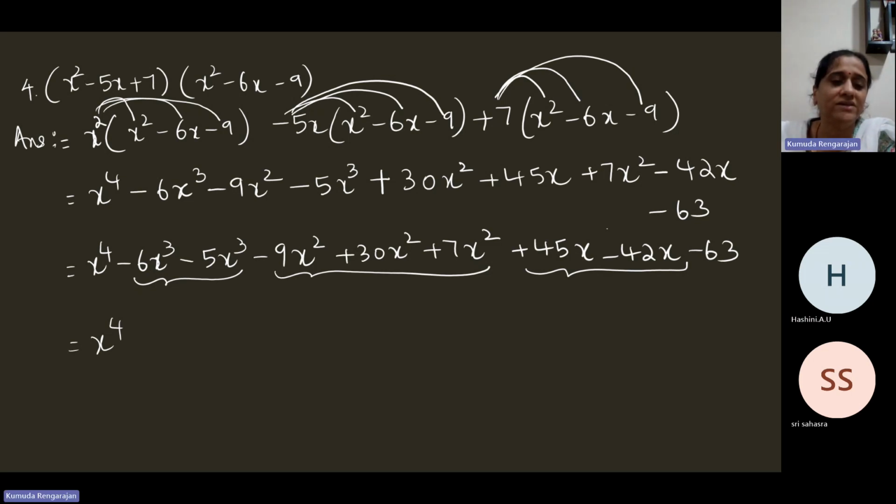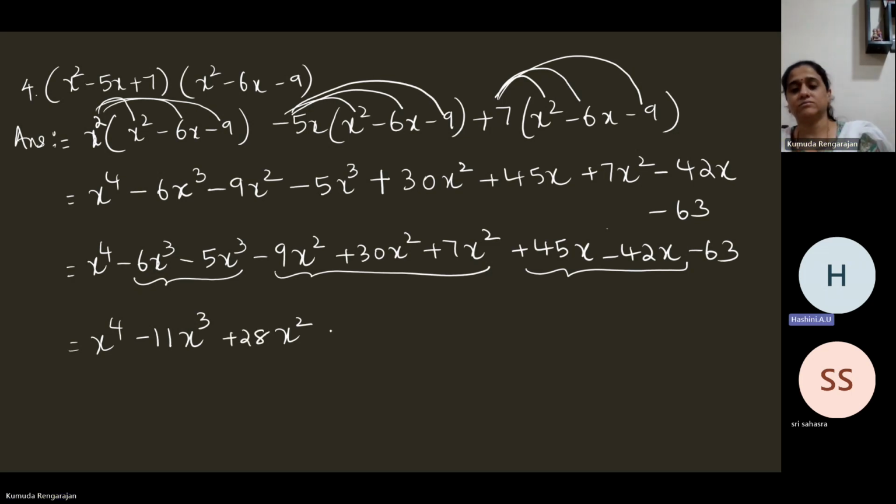Minus 6 minus 5, see, they're like terms, x cubed, x cubed. So it'll be x cubed. What's minus 6 minus 5? Minus 11. Correct. X square, x square, x square, x square, plus 28x square, correct. Plus 3x, minus 63. Very good. Correct. Sastra, you got the same answer? Yes, ma'am. Okay. We'll just do the next one and wind up the session for today.